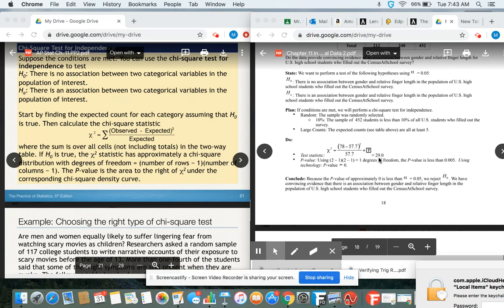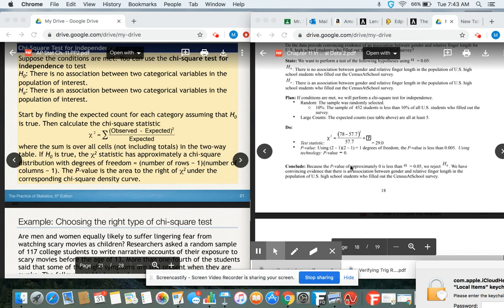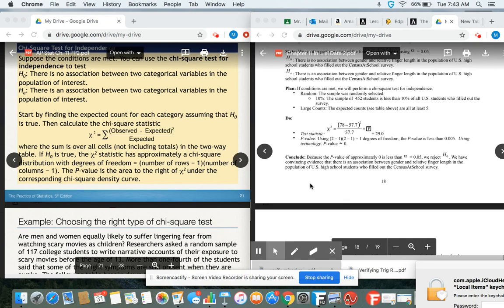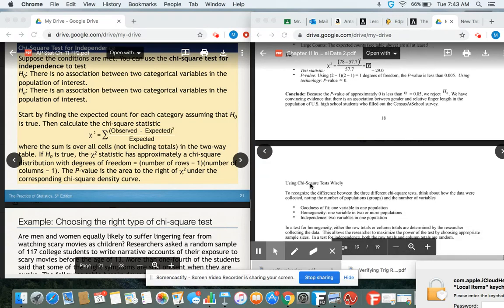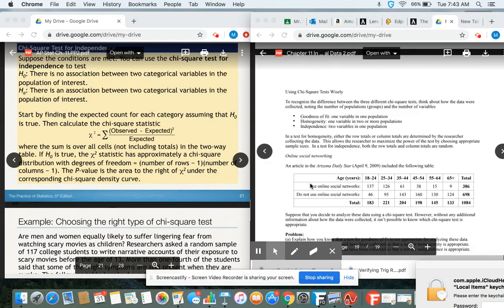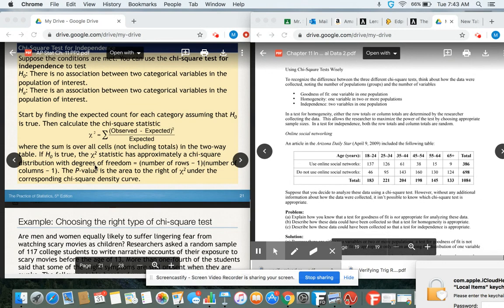The chi-squared number was found, degrees of freedom listed, p-value listed, and a conclusion was made. With such a small p-value here, approximately 0, we clearly reject the H0. We have convincing evidence that there is an association between gender and relative finger length for this population of U.S. high school students.